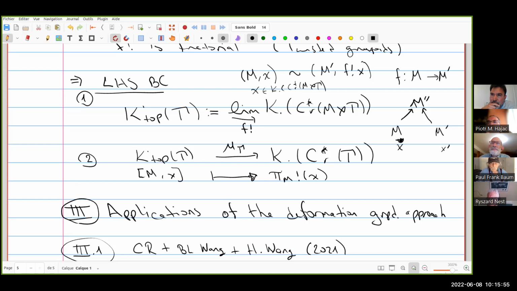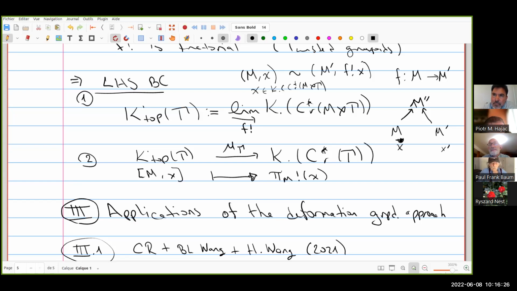That is, you take pairs M comma E, where M is a spin C gamma manifold, E is a gamma equivariant vector bundle on M, and then you organize that into a group, and you put on the equivalence relation generated by bordism, direct sum disjoint union, and vector bundle modification.